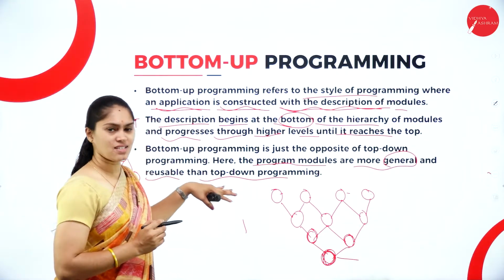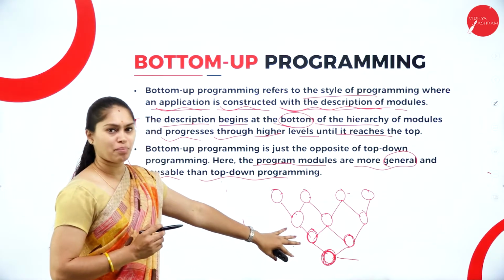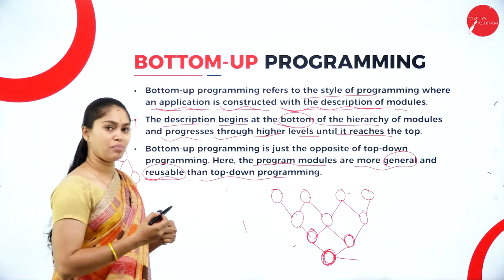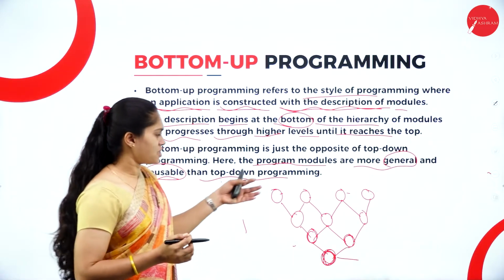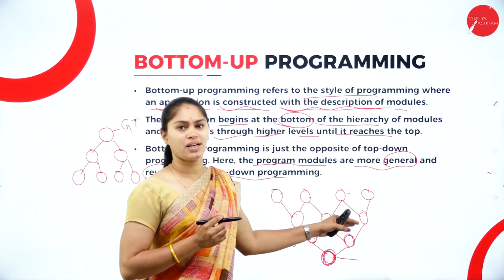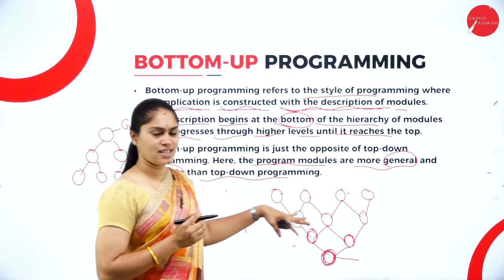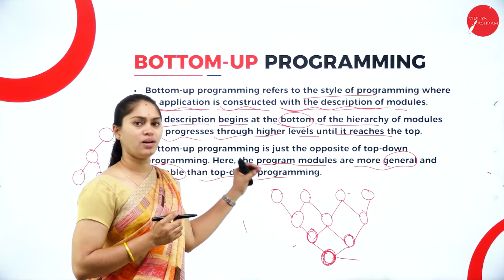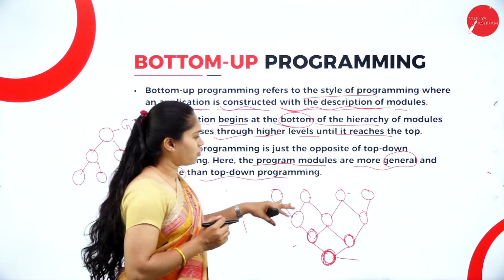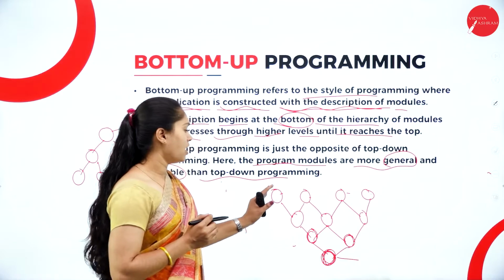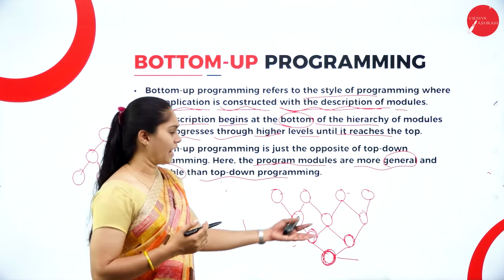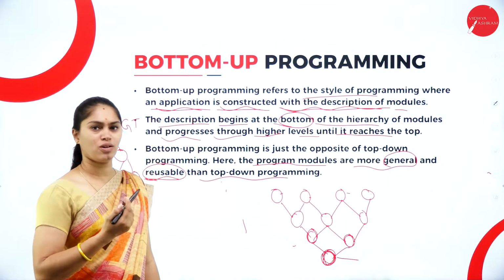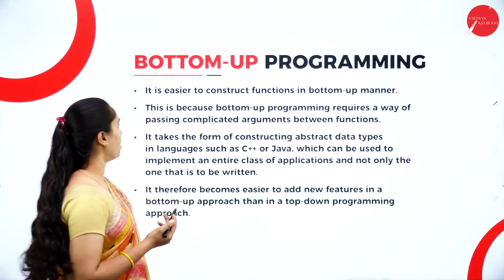For this reason we use the bottom-up approach rather than the top-down approach, mainly for the purpose of reusability. Why? Because it is more general. It is not specific to a particular task or a particular application. In the top-down approach, we do it for a particular reason or a particular task. But here it is more general in nature, so that we can reuse it in any other functions or application development. That is the difference between top-down programming as well as bottom-up programming.